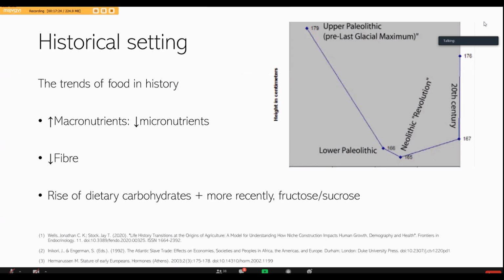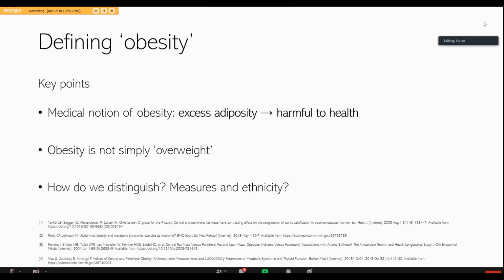So this is a bit of the historical setting, just to highlight the importance of the trend. So what is obesity? We've heard it in the news, we've heard it everywhere, but what does it actually mean?